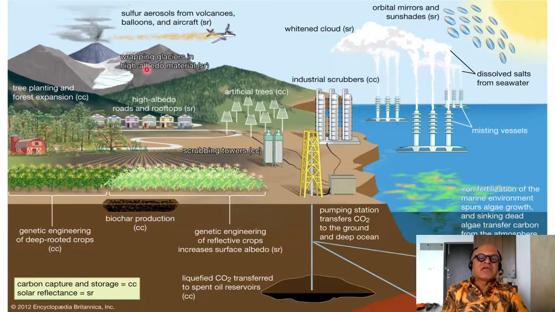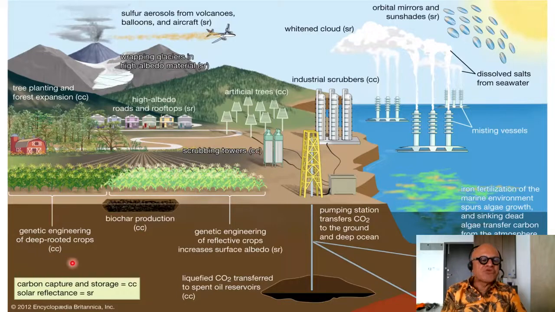There are more exotic ideas like wrapping glaciers in high albedo material. Protecting critical glaciers on Antarctica and Greenland may lead to some sort of experimentation on these things. Tree planting and forest expansion is, of course, what are called nature-based solutions, carbon capture. High albedo roads and rooftops, already some are being attempted. Artificial trees, already Klaus Lackner, I think, has designed some, but they are too big, so scaling is going on. Scrubbing towers already being deployed in some places. Industrial scrubbers already exist, so direct air capture methods.